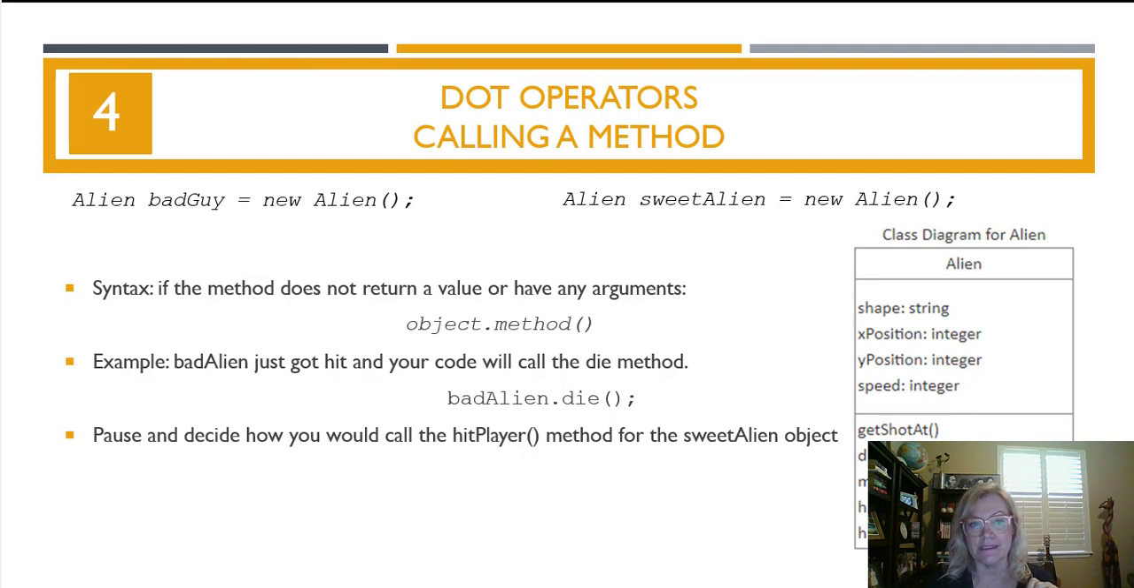And those are the methods. So here's the example. Bad alien. It should be bad guy. Bad guy dot die. Whatever is in the die method is going to happen to your object. Maybe it'll add points to the player, for example. Whatever the person writing the source code in the class decides happens when an alien dies. So I want you to pause and decide, how would sweet alien do the hit player method?